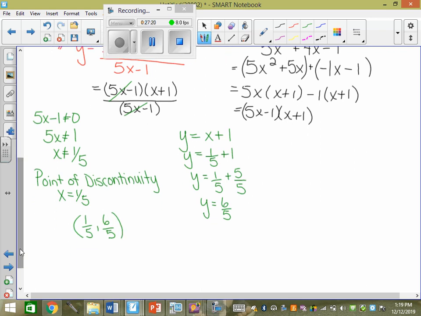So my domain is x such that x cannot equal 1/5, but it equals everything else, so x is a real number. And then my range is y such that y cannot equal 6/5, but it's everything else. Y is a real number.